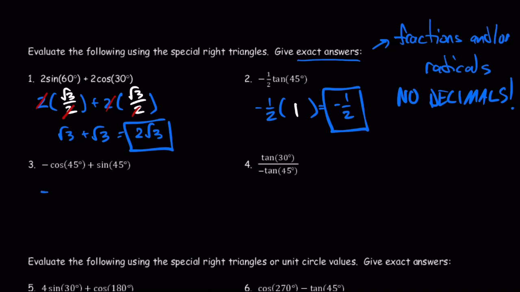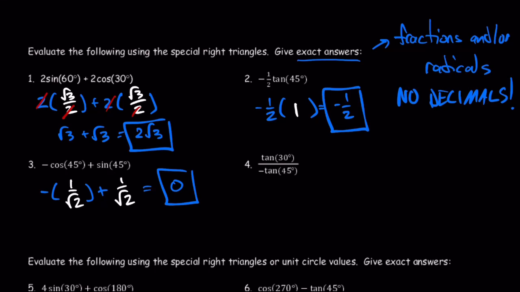Question 3, we've got negative cosine 45 plus sine 45. Well, there we go. There's that isosceles right triangle. Cosine is 1 over square root 2, and sine is 1 over square root 2. So now we have negative 1 over radical 2 plus 1 over radical 2. That just gives me 0.